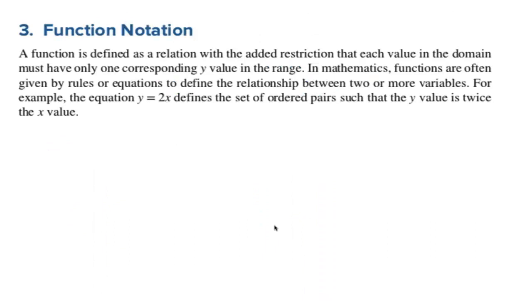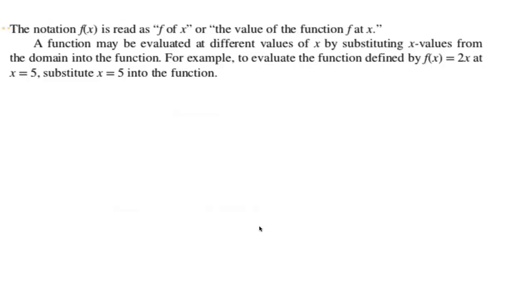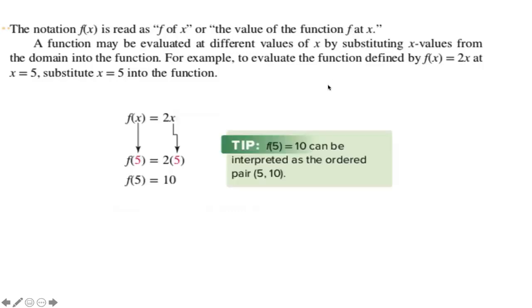So here's the function notation. We use this f of x notation. f is the name of the function, x is the input, and then 2x is the output. So f of x is also the y value corresponding to x. We call this f of x, or the value of the function f at x. So for example, f of x is 2x. This is the function. If I say f of 5, I can plug 5 into the function to get 10. So 5 is the input and 10 is the output.